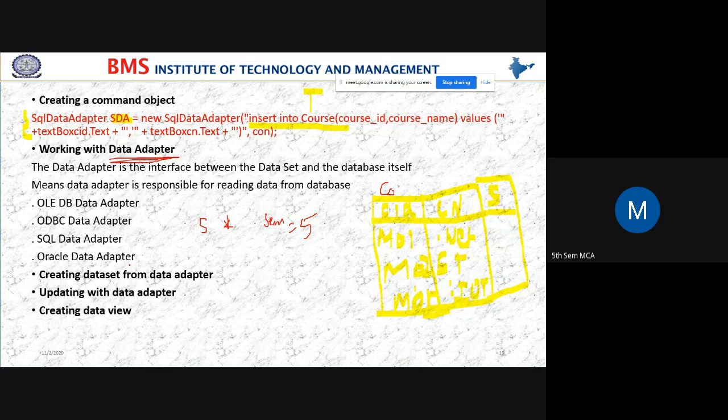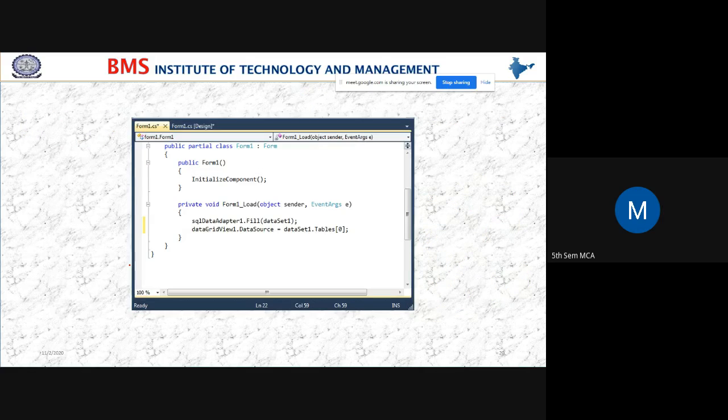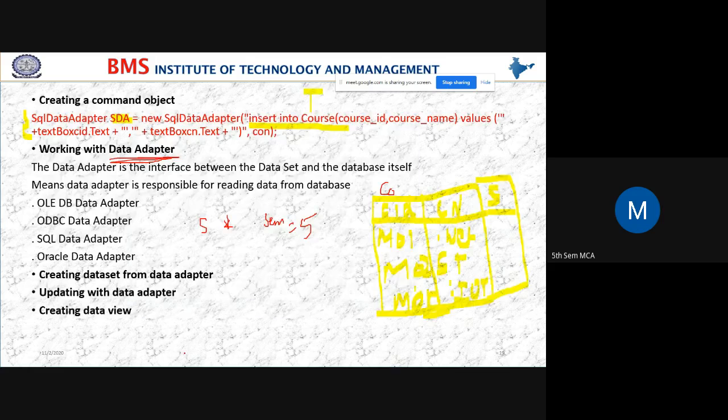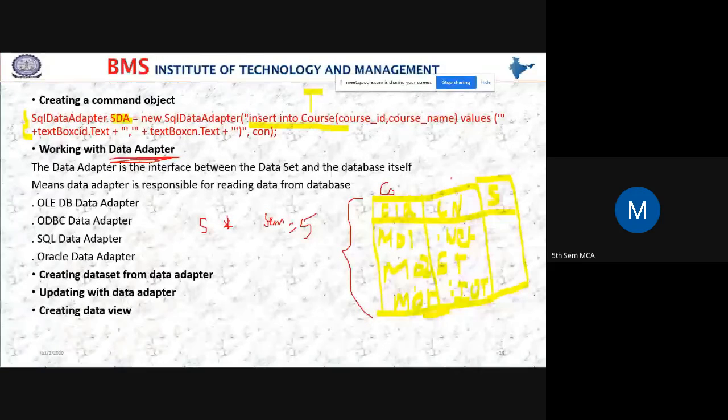Next we have creating a data set from a data adapter. Yes, students, why have I written this table? When I insert data, it will be stored in the table in this form, in row and column form. Yes, students, the database stores in row and column format only. So it will be stored in the form of rows and columns. When we say rows and columns, that is our table.